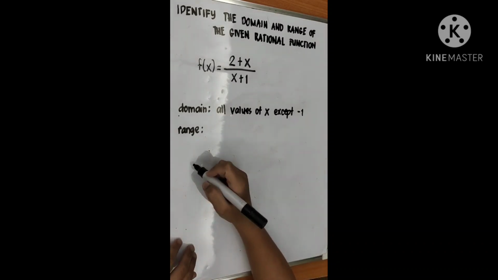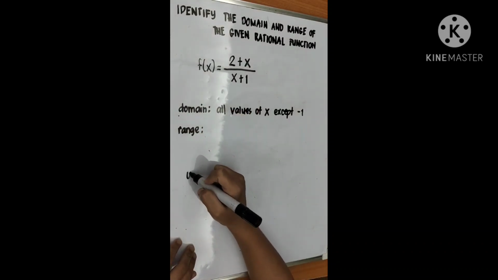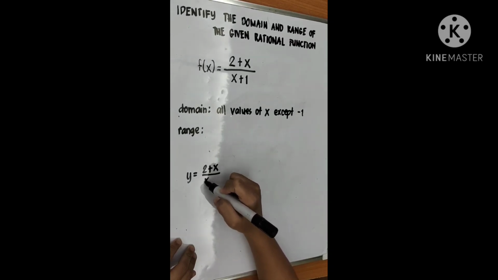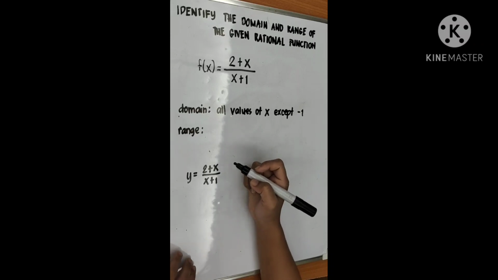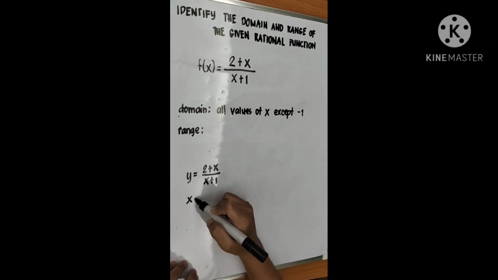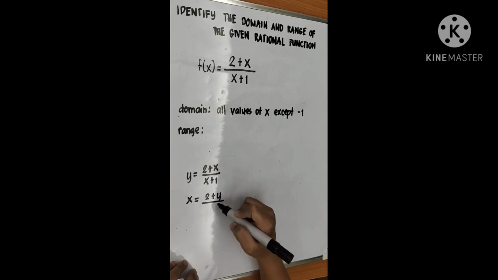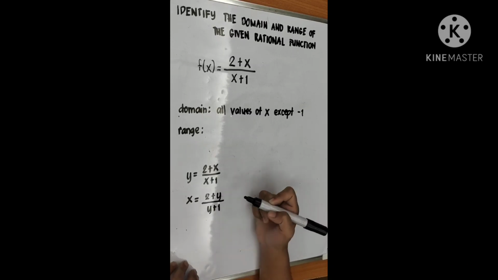First, we are going to change f of x to y. So we have y is equal to (2 plus x) all over (x plus 1). This will be followed by interchanging x and y. So we have x is equal to (2 plus y) all over (y plus 1).